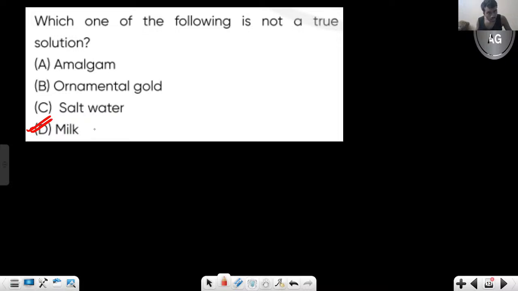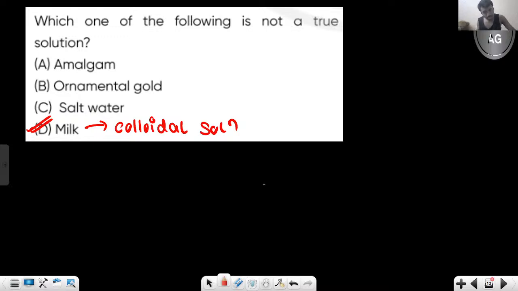Obviously, milk is a colloidal solution, if you remember class 9. Right? Milk is a colloidal solution. So milk can never be a true solution. It's a colloid. It's not a solution. Is it clear?